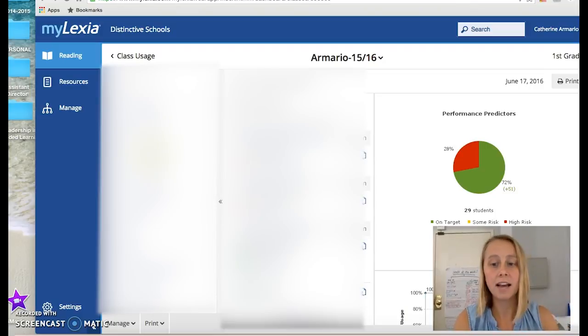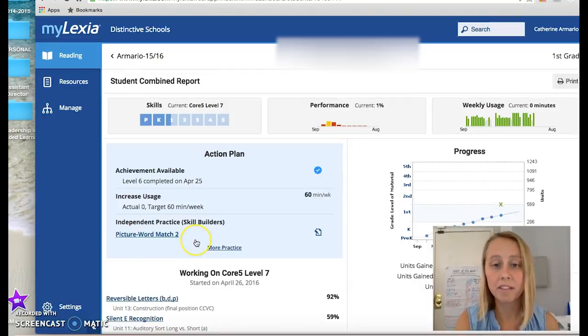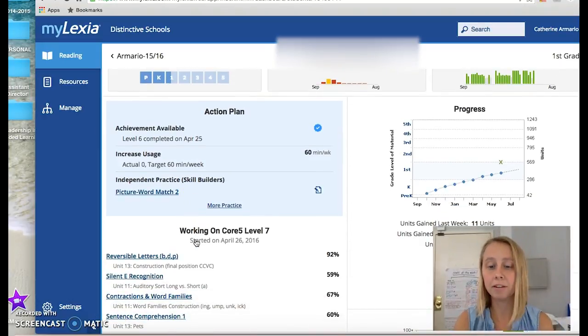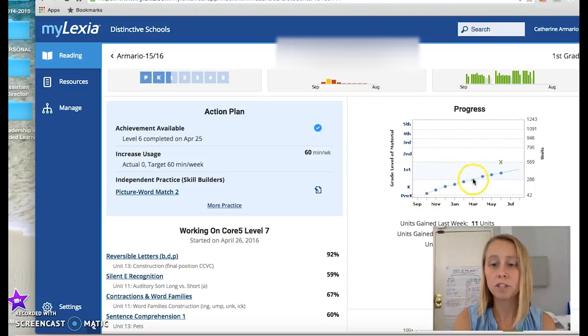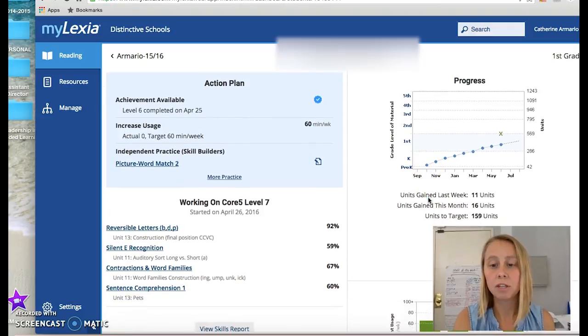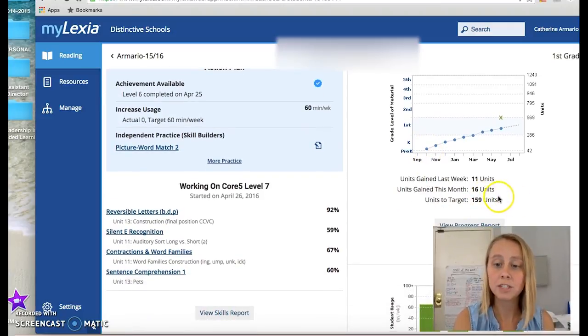So if you look on the side here, this is where every student's name is. If you click on them, you can make more of a long-term plan for them in regards to getting them to that green. This chart will show their projection and where they've been moving since the beginning of the year. If you look down below here, you're going to want to pay attention to these units.